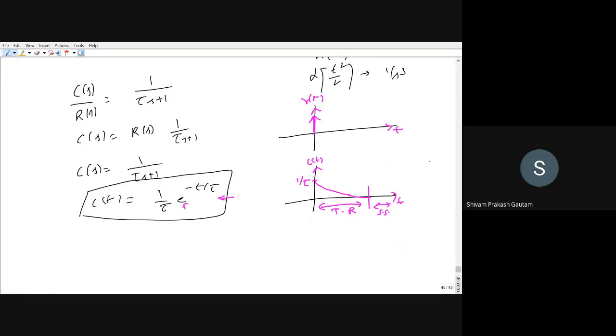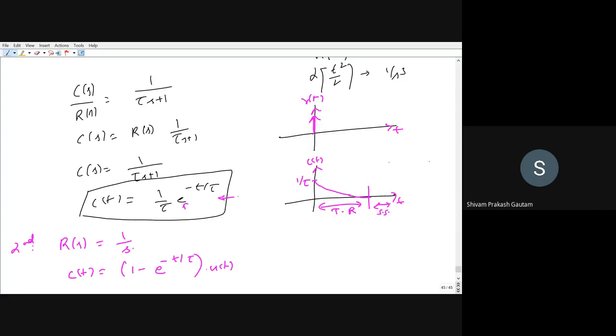Similarly, now I will write directly shortly. So now the second case: R of S is a unit step, so R of S is 1 by S. C of t for this case we have calculated as, let me just write down the result, C of t equals 1 minus e to the power minus t by tau into u of t. So this is the value of c of t that we have calculated.